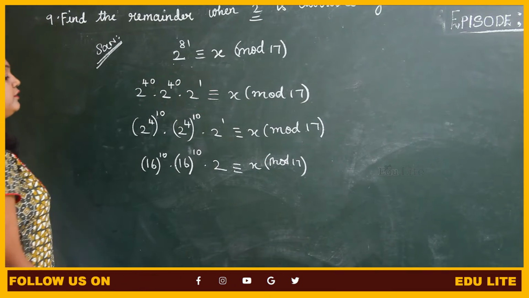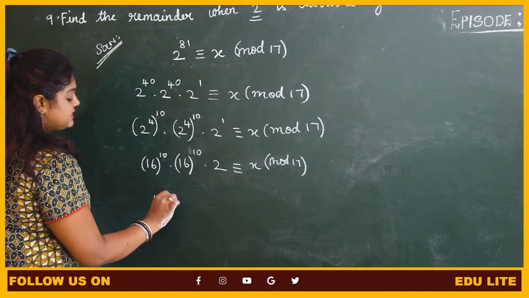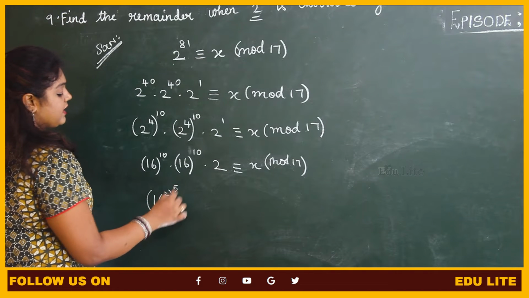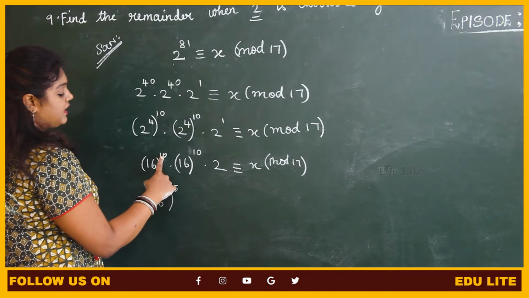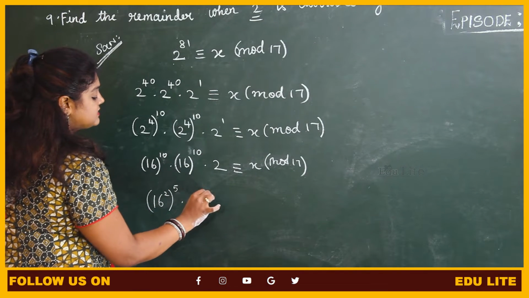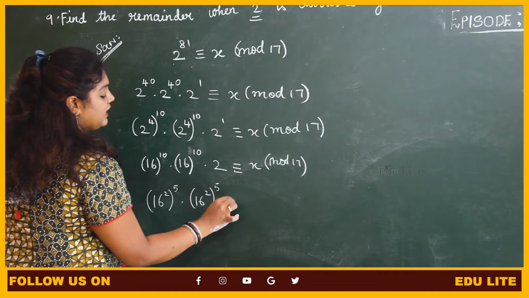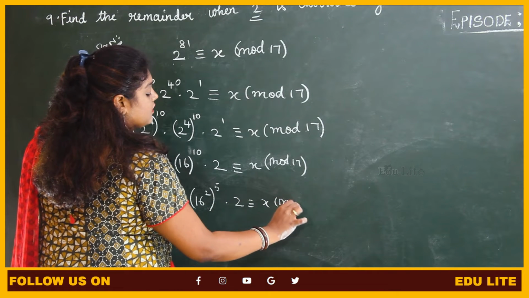Now further we are going to simplify. I am going to write this 10 as 16 squared whole power 5, because for one base we have 2 powers, we can multiply as well. 5 2s are 10, so 10 we have written like this. This can also be written the same way: 16 squared whole power 5 into 2, which is congruent to x mod 17.